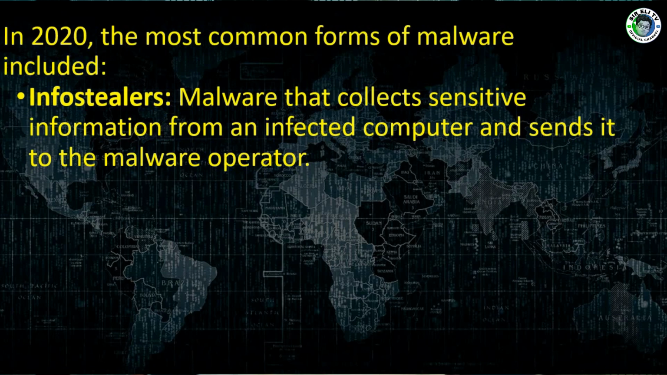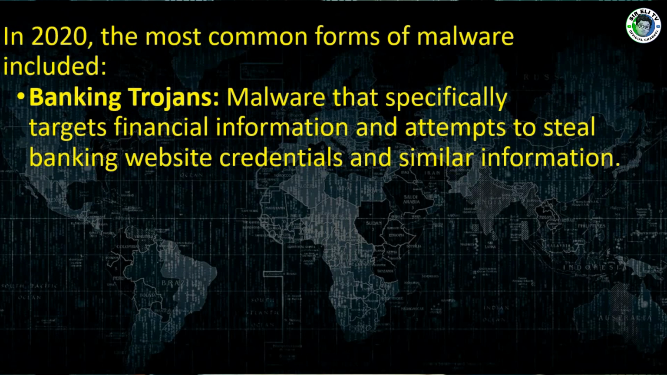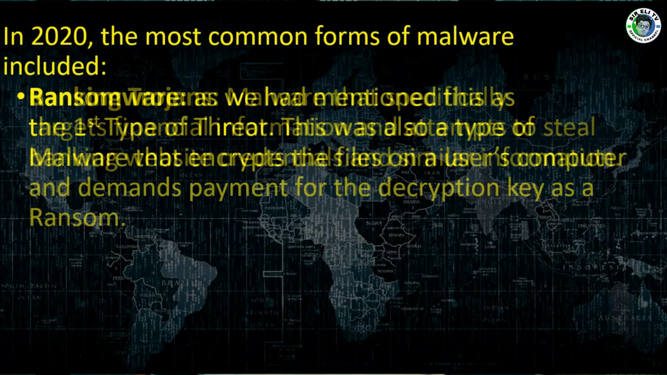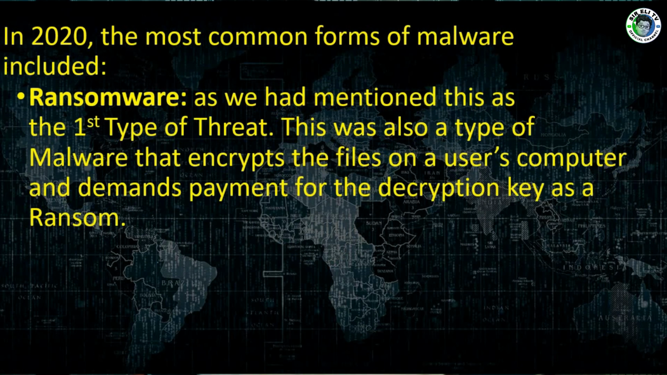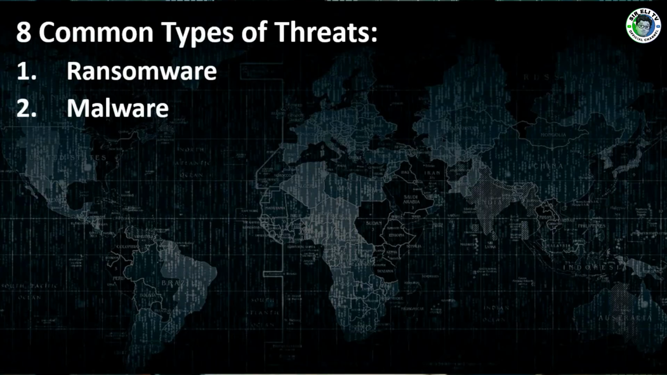Infostealers. These are malwares that collect sensitive information from an infected computer and send it to the malware operator. Banking Trojans. These are malwares that specifically target financial information and attempt to steal banking website credentials and similar information. The ransomware. As we had mentioned this as the first type of threat, this was also a type of malware that encrypts the files on a user's computer and demands payment for the decryption key as a ransom. Number 3. Fileless Attacks.